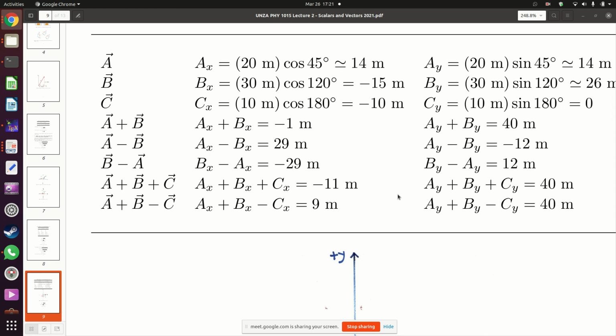Okay, so the next thing we need to do, since we have found the components of A, so we've got AX and AY, then B, BX and BY, and C, CX and CY, we need to carry out these operations: A plus B, A minus B, B minus A plus B plus C, A plus B minus C.